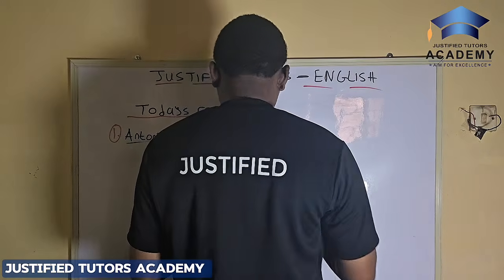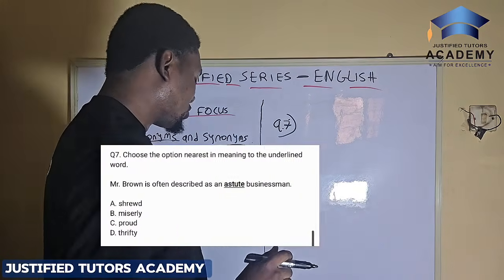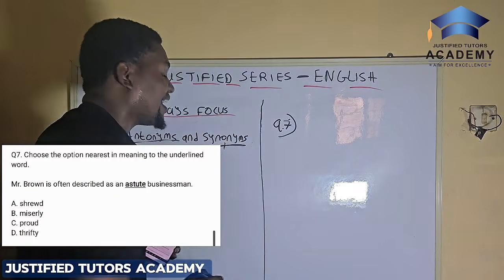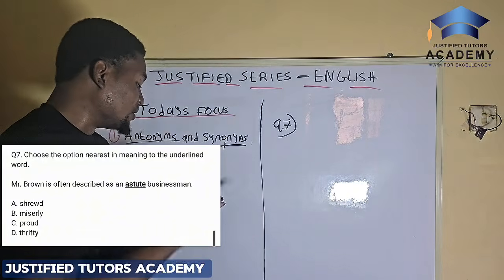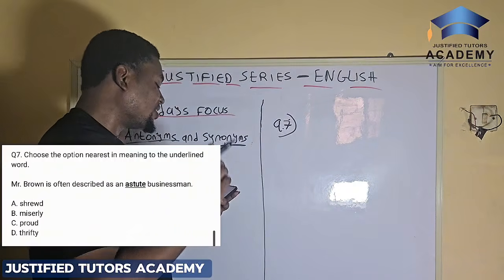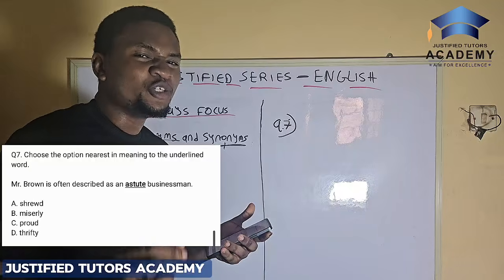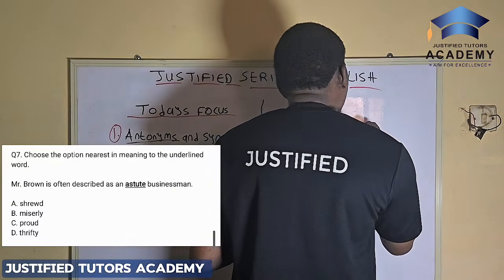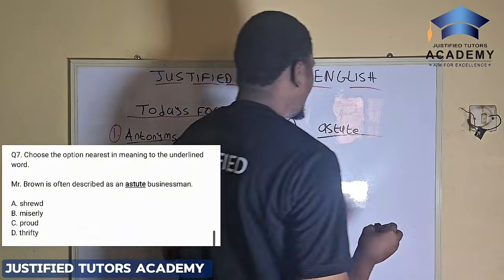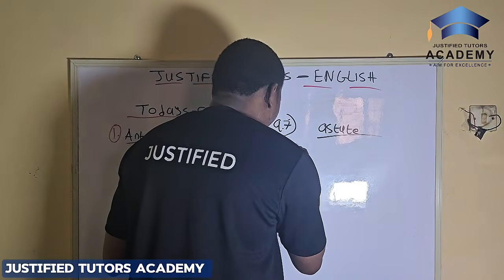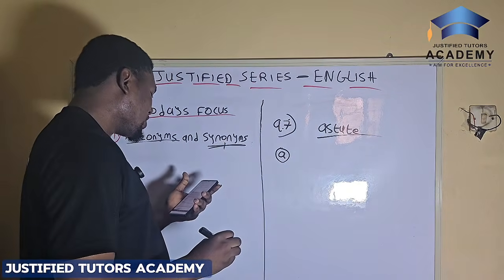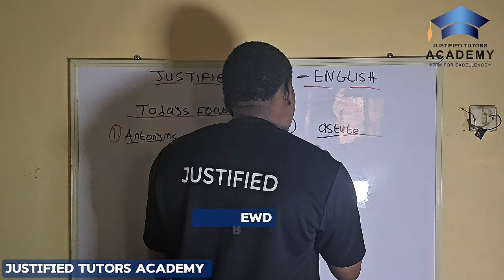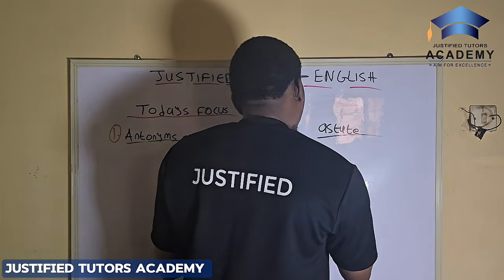Question number 7. It says, choose the option nearest to meaning. Oh, fantastic. Now we are back again to nearest to meaning, synonyms. Mr. Brown is often described as an astute businessman. Option A is shrewd, S-H-R-E-W-D.